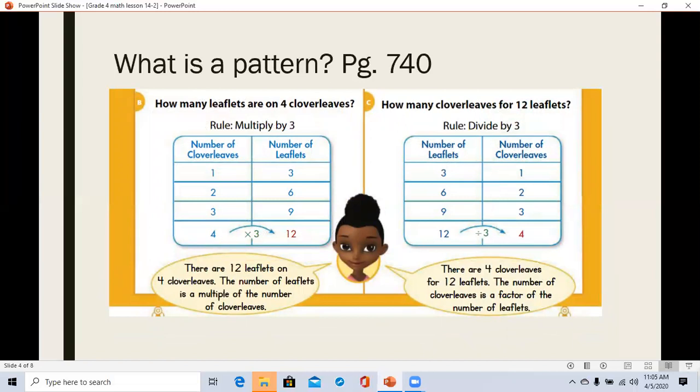So how many leaflets are on 4 clover leaves? 1 will be 3, 2 will be 6, 3 multiplied by 3 is 9, and 4 multiplied by 3 is 12. So there are 12 leaflets on 4 clover leaves. The number of leaflets is a multiple of the number of clover leaves. How many clover leaves are there for 12 leaflets? So 12 divided by 3 is equal to 4. That is because we have multiples of 3: 3, 6, 9, and 12. Each leaf has 3 leaflets, but we want to know how many leaves there are. So the number will be 4.